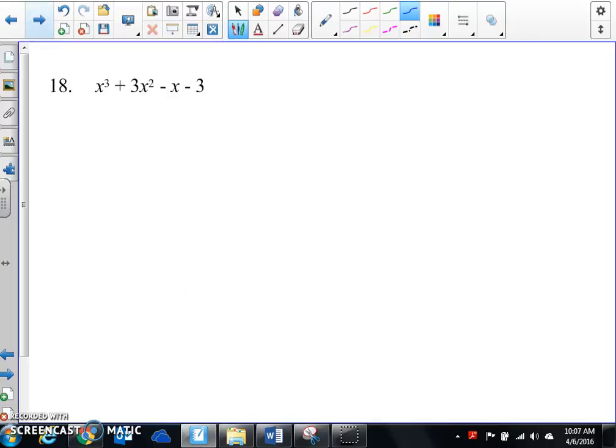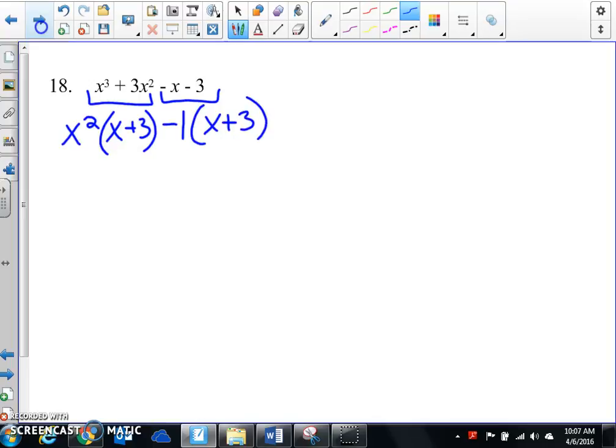Alrighty, so I see if there is a greatest common factor. There is not. However, I do have 1, 2, 3, 4 terms, so I'm going to break it up into 2. Out of here, I can take out an x squared, leaving me with x plus 3. Out of here, I can only take out a negative 1, leaving me with x plus 3. So then I go ahead and I rewrite it as x plus 3, x squared minus 1.